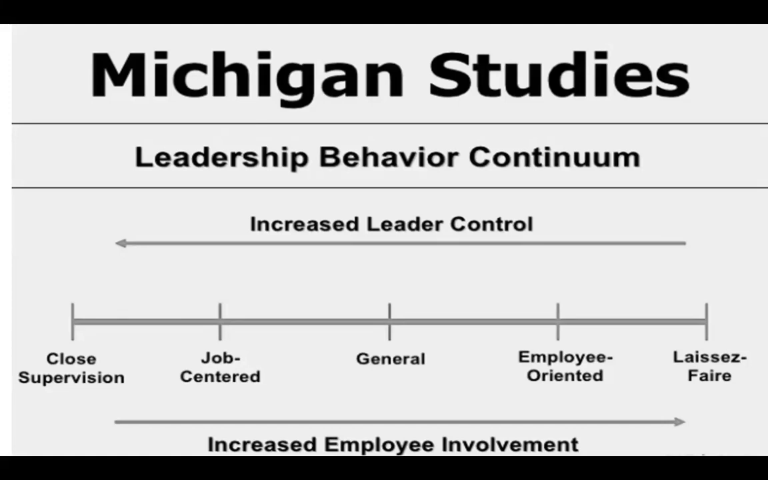So leadership behavior shows increased leader control, where we have close supervision, job-centered, general, employee-oriented, and laissez-faire. This is how we see increased leader control, and you can see increased employee involvement. If we have more control, we have less involvement. So you need to find a way where you have some control and, at the same time, they are involved. You don't say that you need to follow only one kind of approach. Based on your situation, make sure you adapt the right approach.